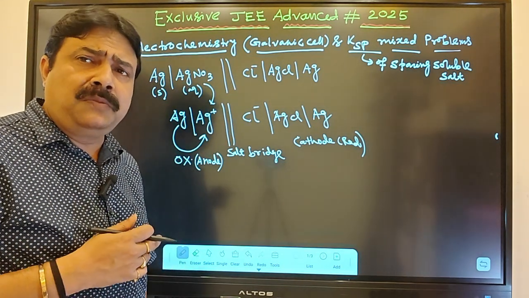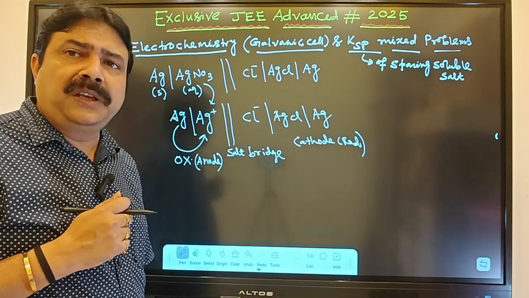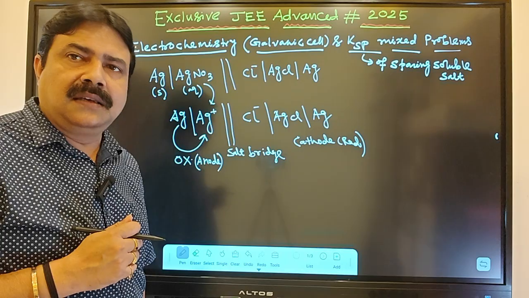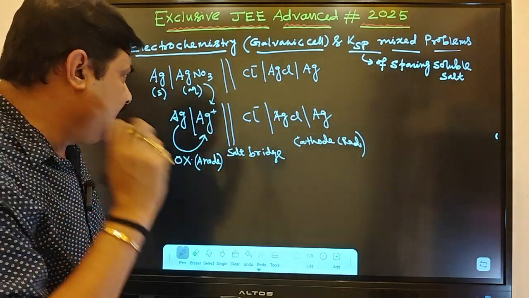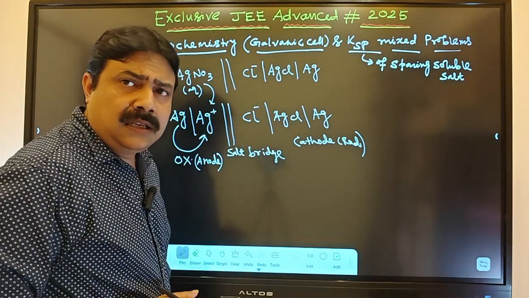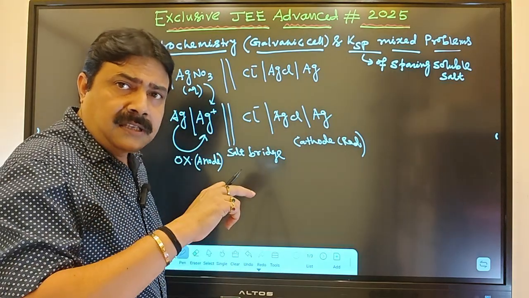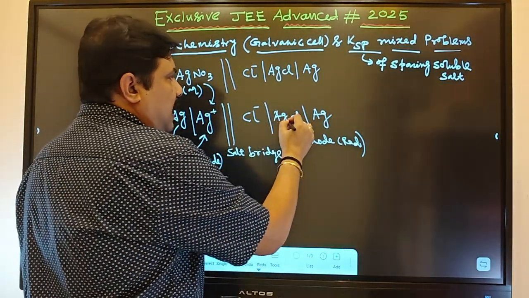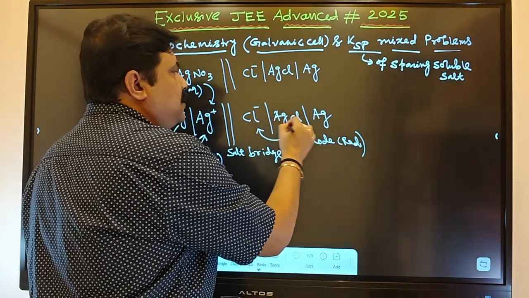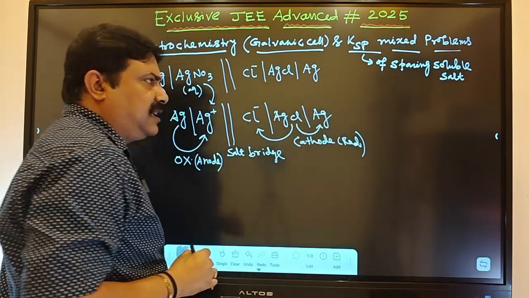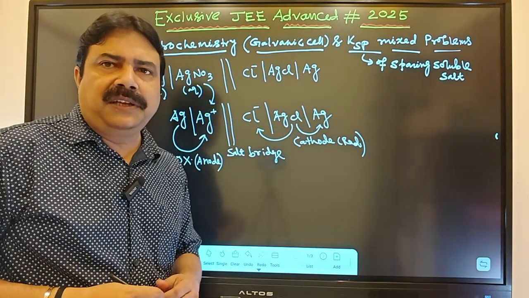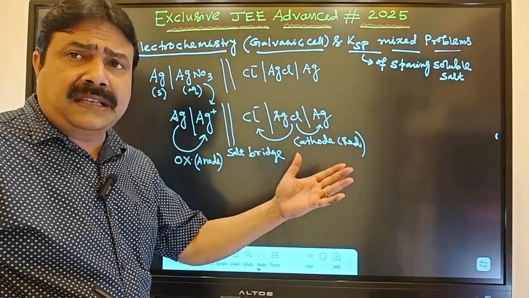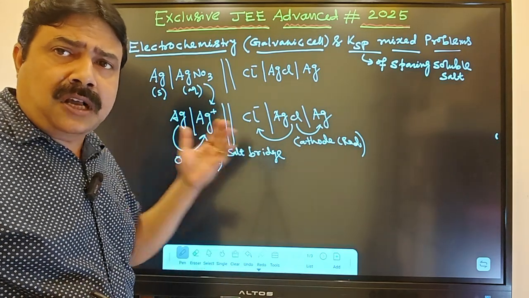Remember the trick CG and AC: cathode means going, and anode means coming. Going means from the middle to both sides, and coming means from both sides to the middle. So cathode means going, from the middle it goes to both sides. What reaction happens here? In the cathode, reduction happens. Reduction means gain of electrons, and oxidation means loss of electrons.